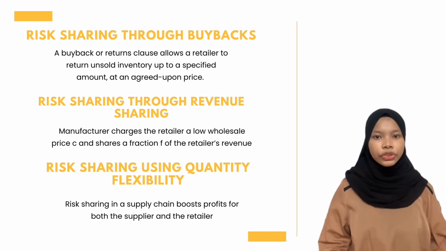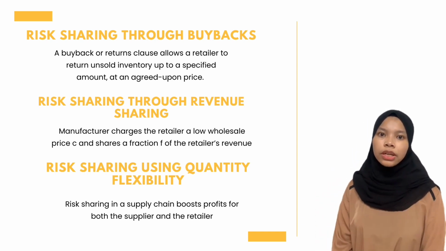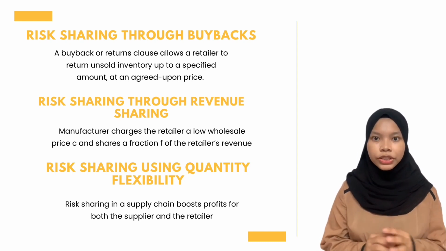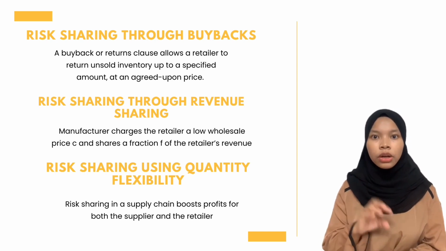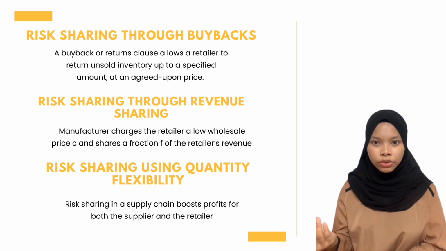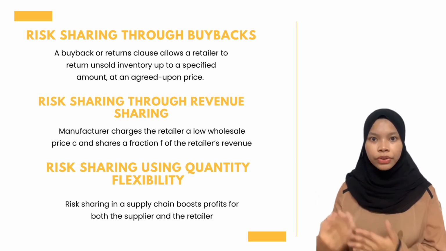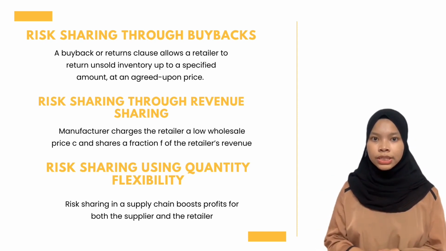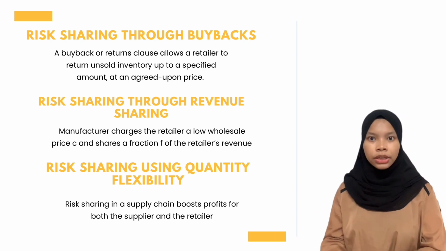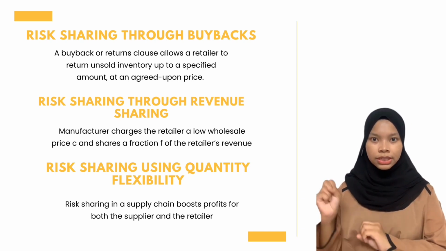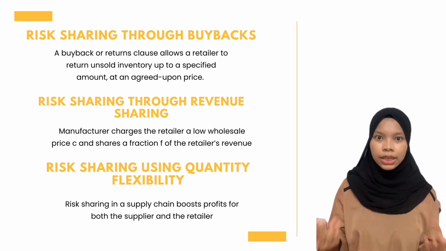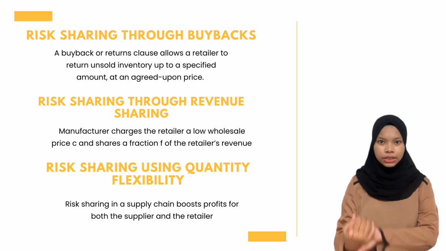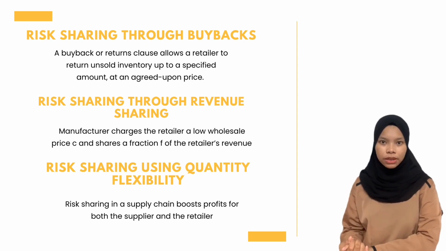Now is the risk sharing through revenue sharing. The manufacturer charges the retailer a low wholesale price C and shares a fraction F of the retailer's revenue. It allows both the manufacturer and retailer to increase their profits, results in lower retailer effort, and requires an information infrastructure. Information distortion results in excess inventory in the supply chain and a greater mismatch of supply and demand. And last but not least is the risk sharing using quantity flexibility.